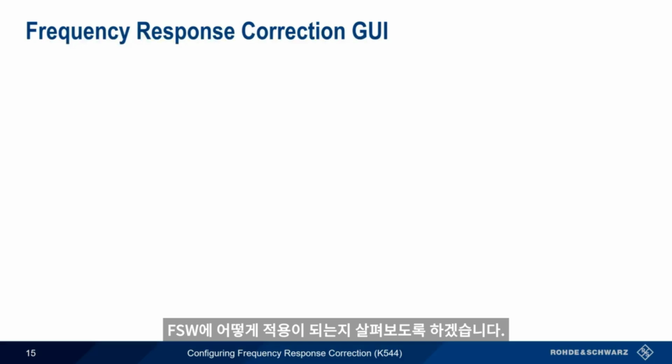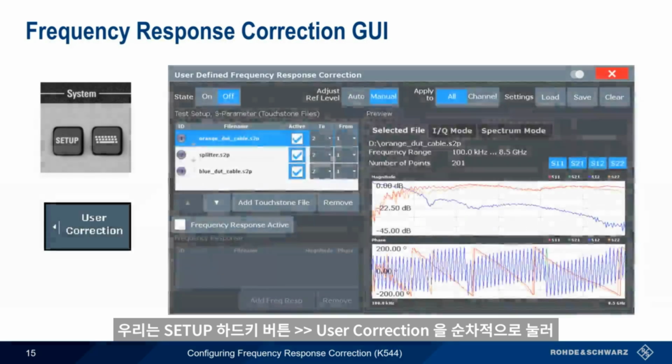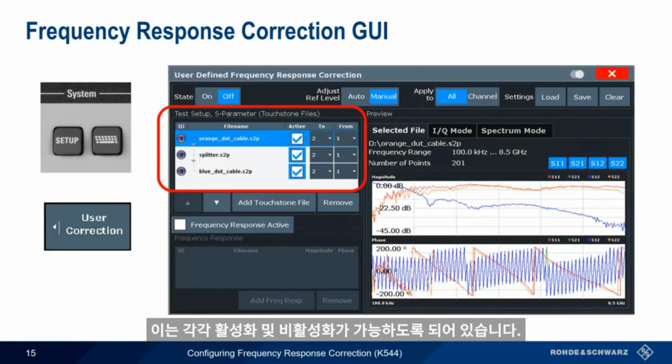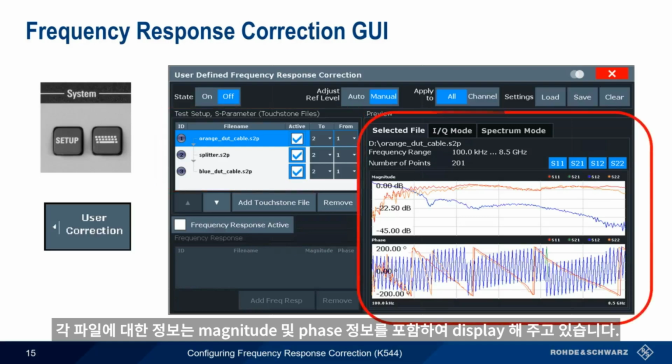Let's look at how this is implemented on the FSW. We enter the frequency response correction GUI by pressing the Setup hard key and then choosing User Correction. Up to 15 touchstone or S2P files can be loaded and individually enabled and disabled. Information about each file, including plots of magnitude and phase, are also displayed.